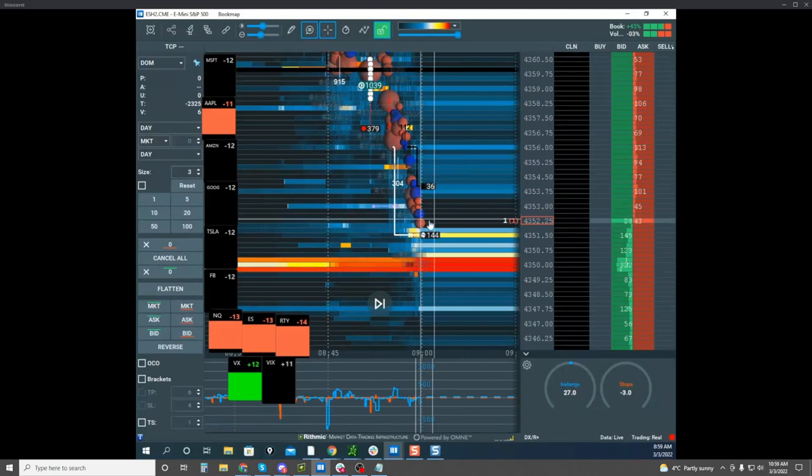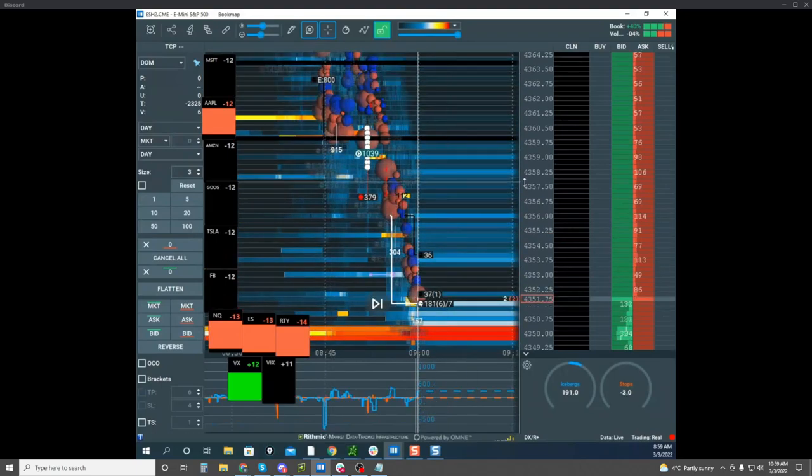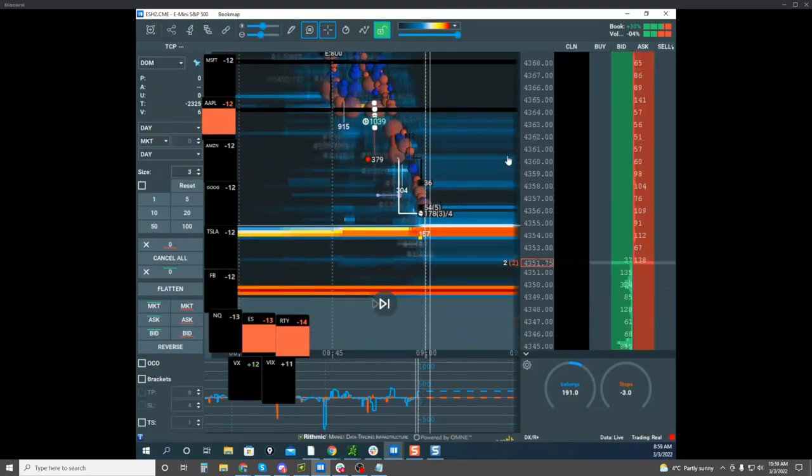All right, so technically I should be short right here based on the setup, but again, like I said, with the oversold, I'm not doing it.